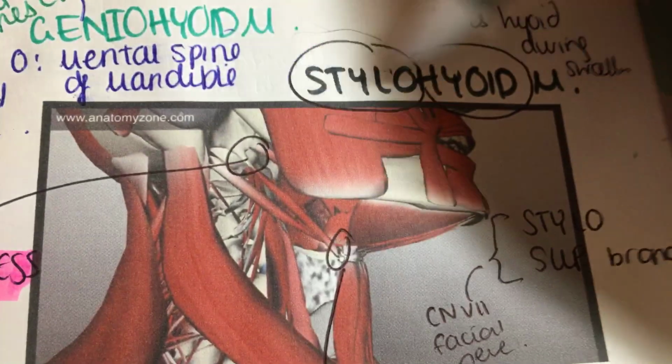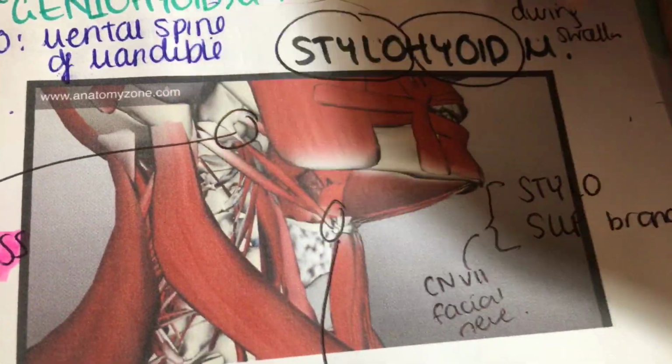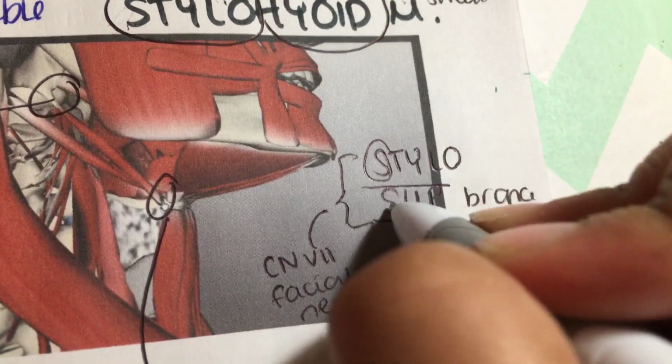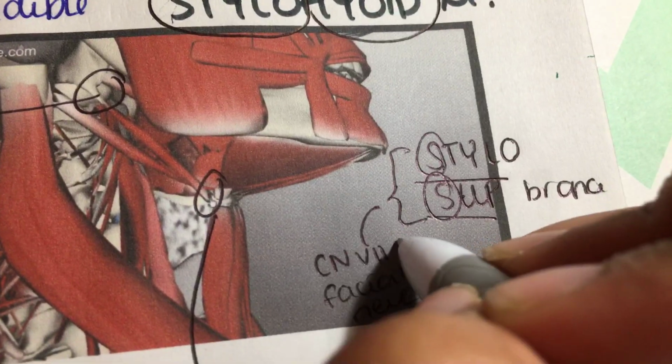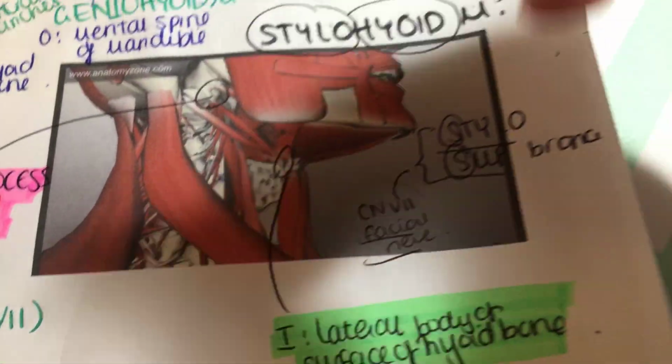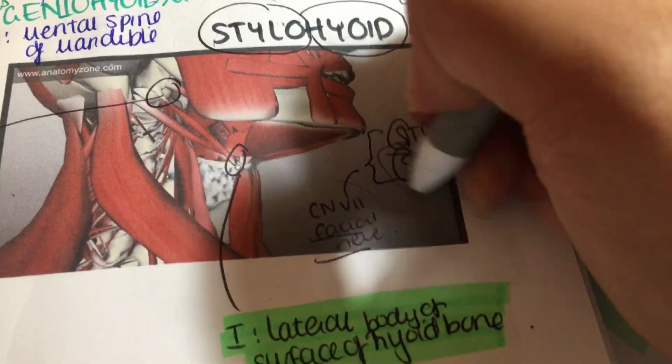And what's going to innervate the stylohyoid muscle? I want you to remember double S, so stylo and supra, they both start with S, right? And these both are going to be innervated by cranial nerve 7, or facial nerve. So this is going to be innervated by the facial nerve, nerve 7. Okay, what does the supra have to do with it?